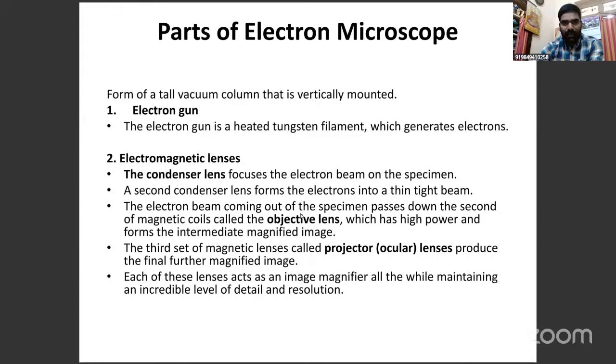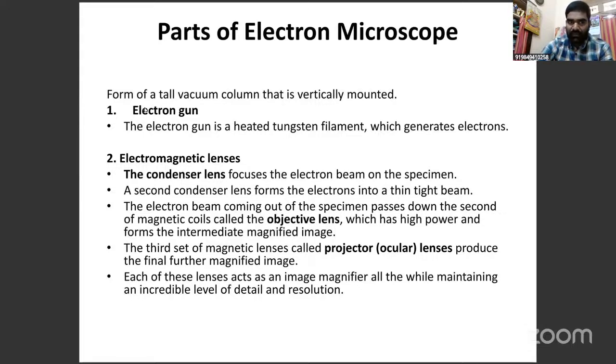The electron beam coming out of the specimen passes down the second set of magnetic coils called the objective lens. So the electron beam from the specimen passes down through these magnetic coils, called the objective lens, which has high power and forms the intermediate magnified image.